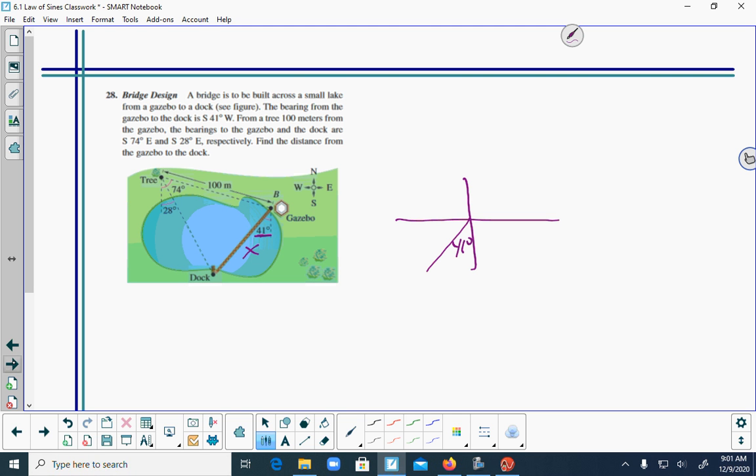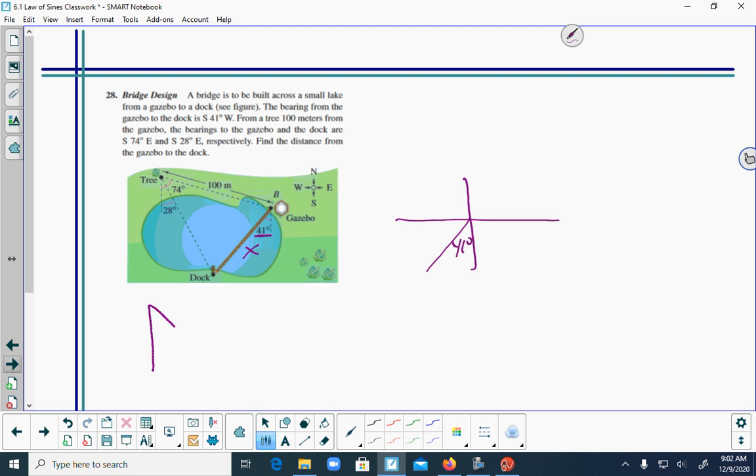And then from the tree 100 meters away, so that's how they get this 100 meters, you have this other angle. You have two angles that are given. You're looking from the tree to the dock. The bearings to the gazebo and the dock are 74 degrees southeast and then 28 degrees southeast.